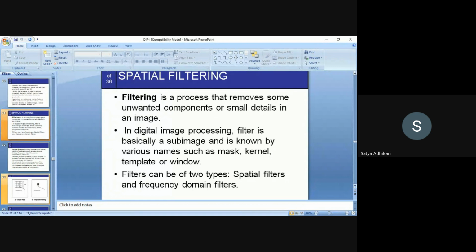Next is spatial filtering. We have to filter here, removing unwanted components or small details in an image. Suppose some components are not useful; we have to remove them by using filtering. In digital image processing, a filter is basically a sub-image and is known by various names such as mask, kernel, template, or window. Filters can be of two types: spatial filters and frequency domain filters.